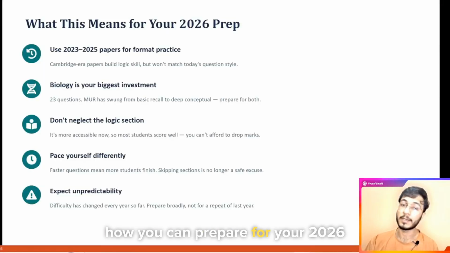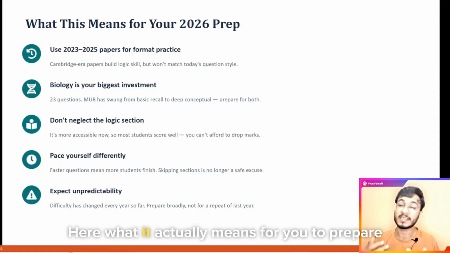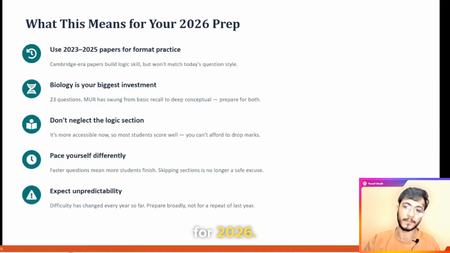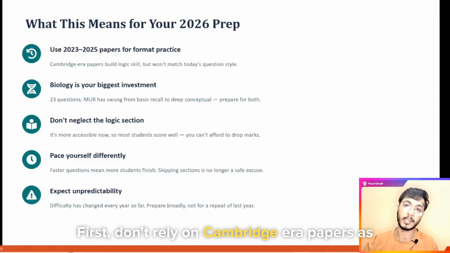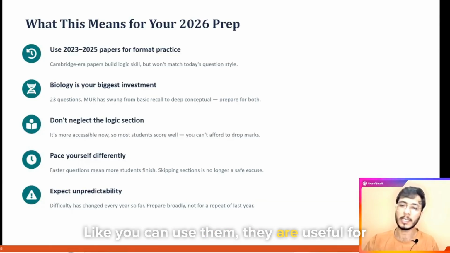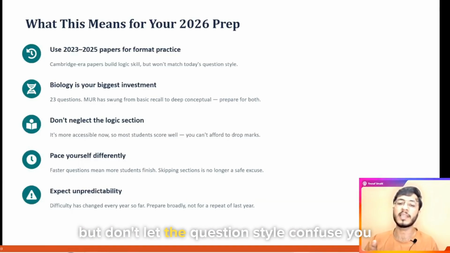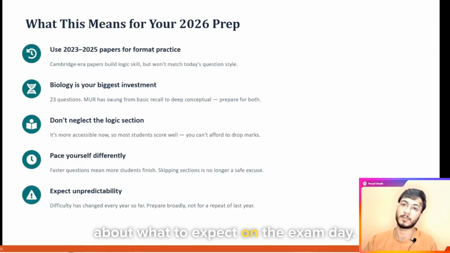how you can prepare for your 2026 preparation. So first of all, now you understand the landscape. Here is what it actually means for you to prepare for 2026. First, don't rely on Cambridge era papers as your first benchmark. You can use them, they are useful for building deep understanding and logic skills, but don't let the question style confuse you about what to expect on the exam day.